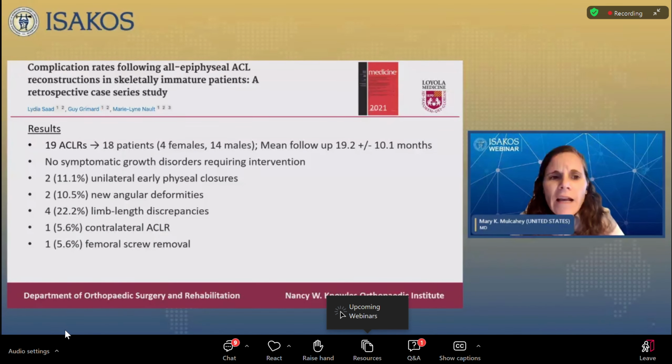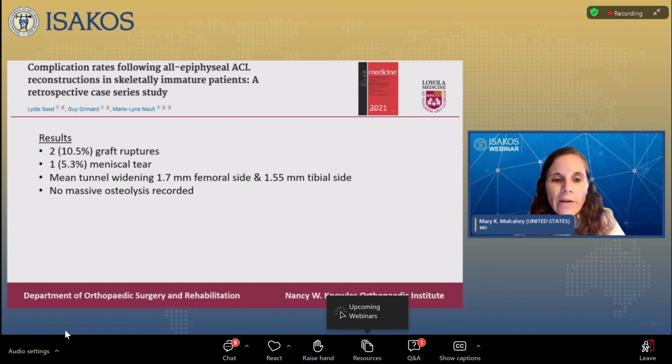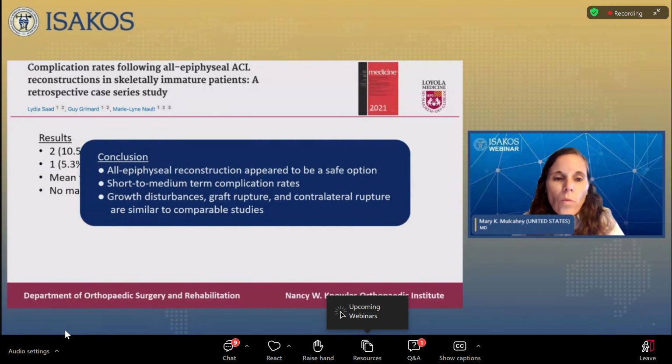For complication rates, here they found in this 2021 study, there were no symptomatic growth disturbances requiring intervention. Pretty similar rates of unilateral early physeal closure, angular deformities, a little bit higher rate of limb length discrepancies, and about 5% of patients developed a contralateral ACL reconstruction, and some required a screw removal. Additionally, they noted about 10% graft rupture, 5% risk of meniscus tear, and a small amount of tunnel widening.